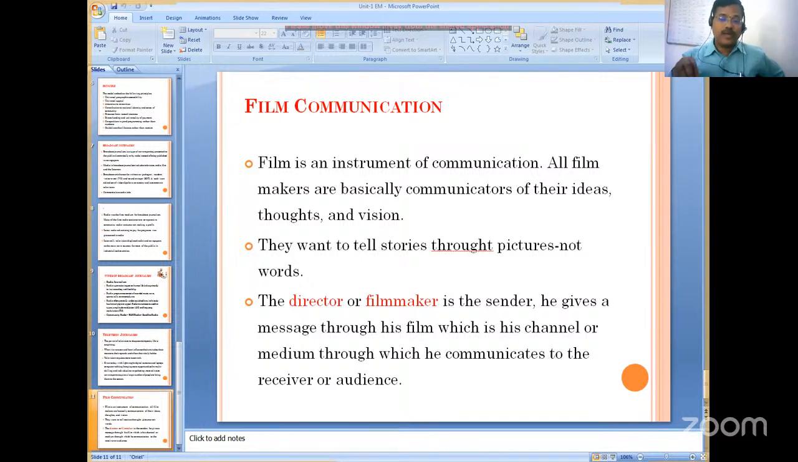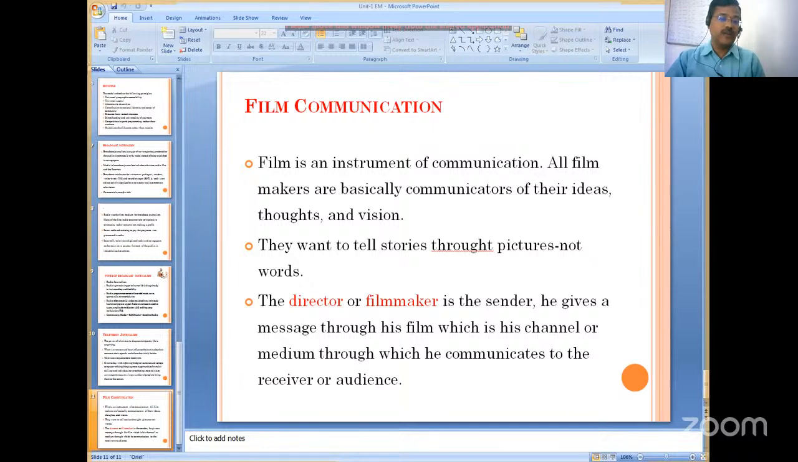Film also played a major role in society because in earlier days, in the 1950s, 60s, and 70s, there were a number of discriminations in caste, in communities, in societies. So there was a need for awareness. So film communication is the best medium for communicating to the mass of people because they don't know reading and writing. So film communication was used in those days.